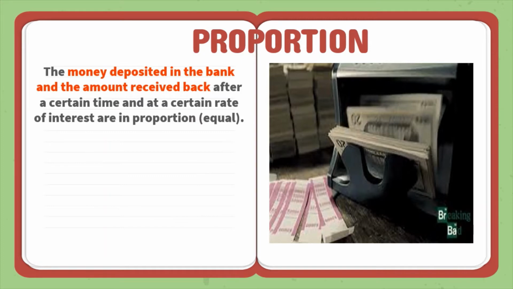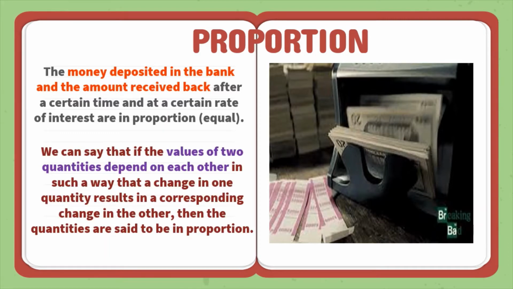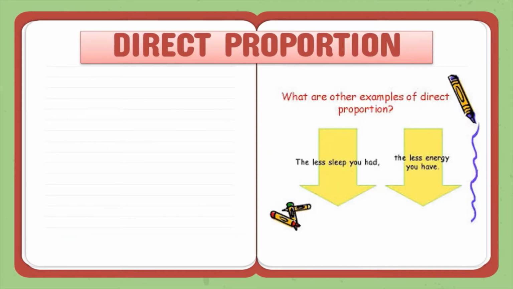The money deposited in the bank and the amount received back after a certain time and a certain rate of interest are in proportion or equal. We can say that if the values of two quantities depend on each other in such a way that a change in one quantity results in corresponding change in the other, then the quantities are said to be in proportion. So proportion is always equal. Okay, what is direct proportion? And this one is an example of direct proportion.